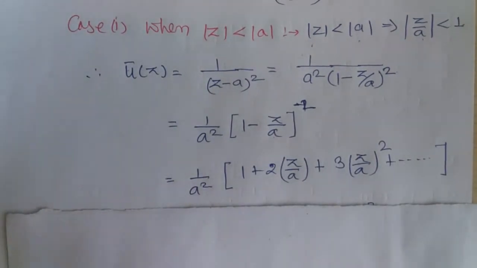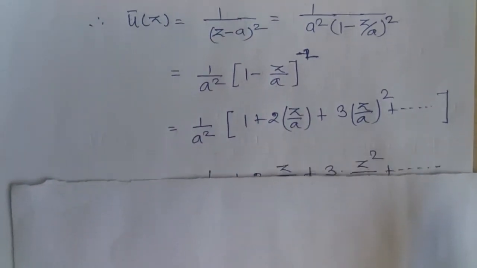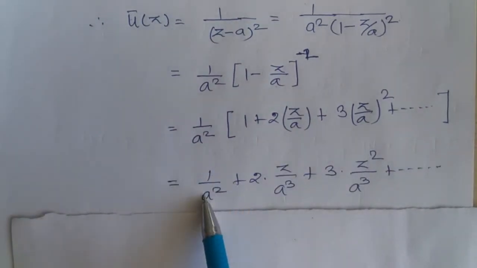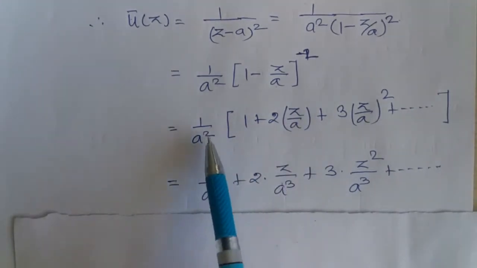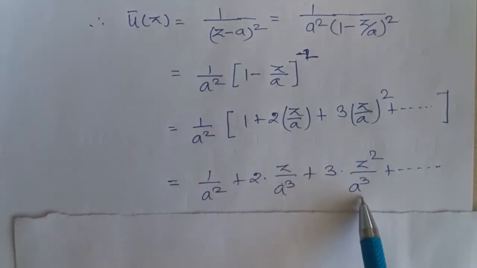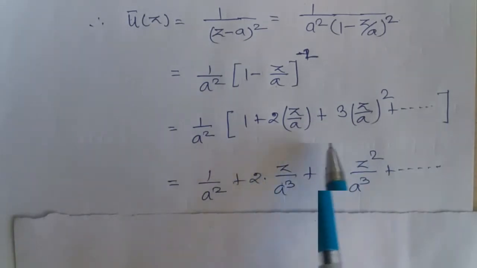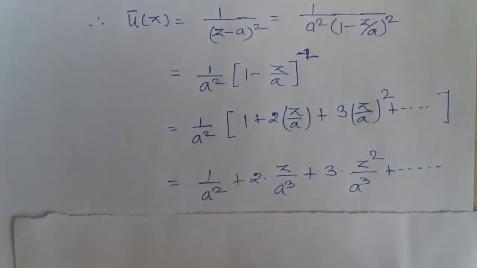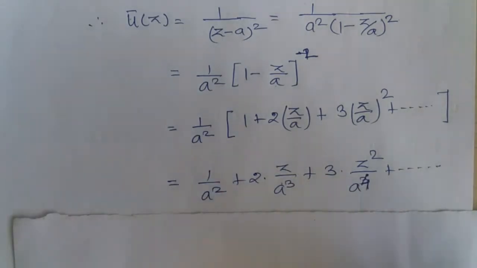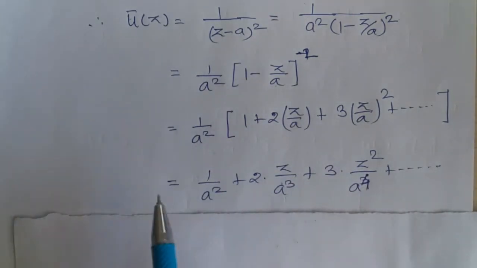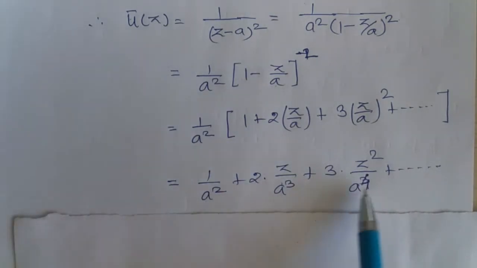Now we multiply 1 upon a square with all these terms, then we get 1 upon a square plus 2 into z by a cube plus 3 into z square by a power 4 plus so on. Now we try to express this series in terms of summation.